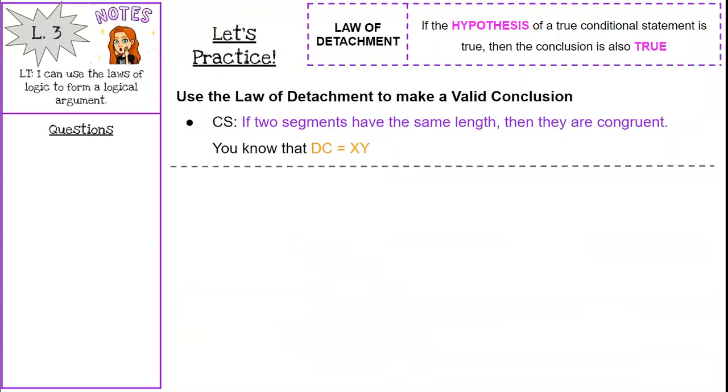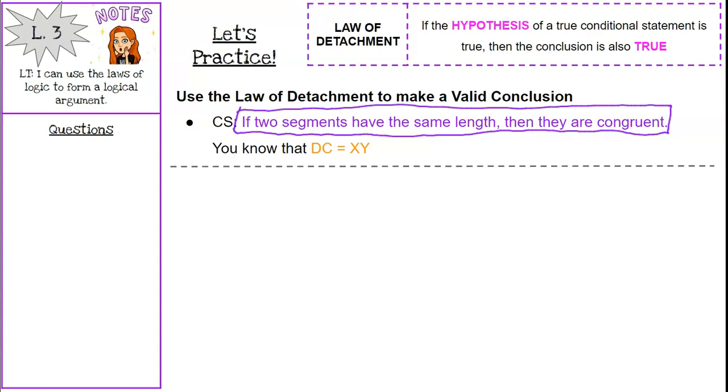So first off, the law of detachment states, if the hypothesis of a true conditional statement is true, then the conclusion is also true. So our conditional statement is if two segments have the same length, then they are congruent. So this is the statement we're going to use to determine if this is true.